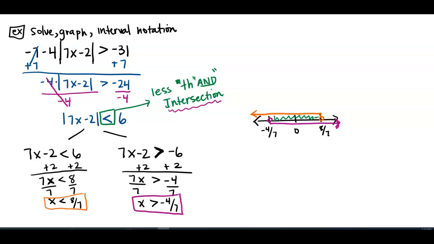And so our answer, when we write it in interval notation, it's going to be parenthesis because it's an open circle there. It doesn't have the equal to part. -4/7 up to 8/7, and then parenthesis again because that's an open circle. So we just want the overlap. We want to know what that intersection is.